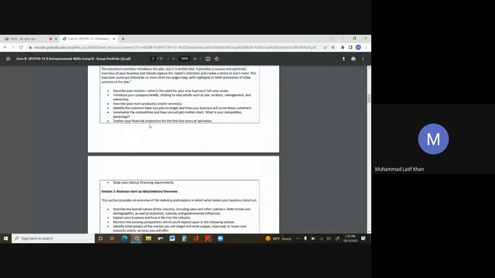And dear students, please keep in mind, this is a plan. This is not the actual business that you are operating. So all the sentences will be in the future tense, like will be, will be, will be, because now you are going to propose something. This is not the implementation stage. Implementation will be later, but this is only a proposal. You got my point, dear students?